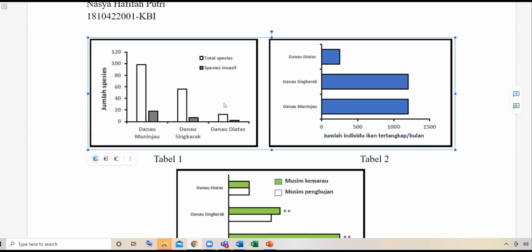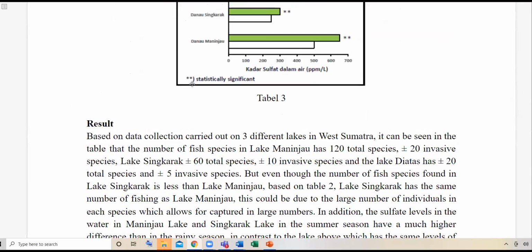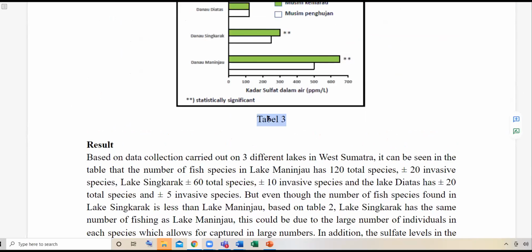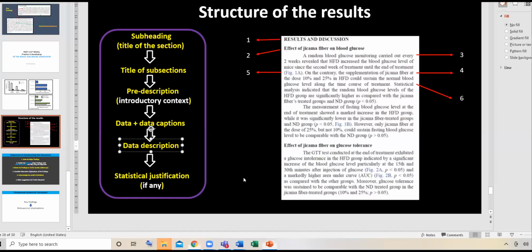But the table is a very different form, right? A table is composed of words, sentences, and also numbers, not like this. So it's not a table, this is a figure. So figure one, figure two, very different when you show the data in figures. Okay, and then that is the structure of the results.